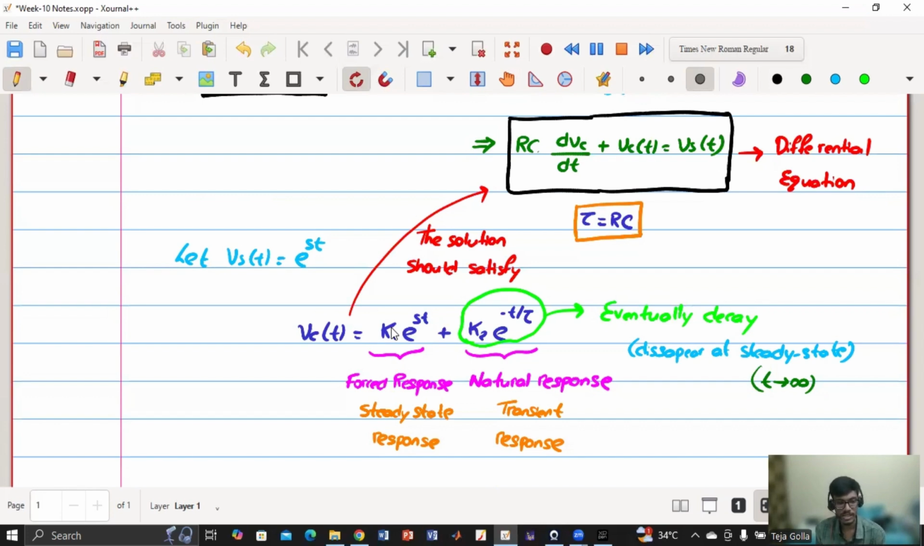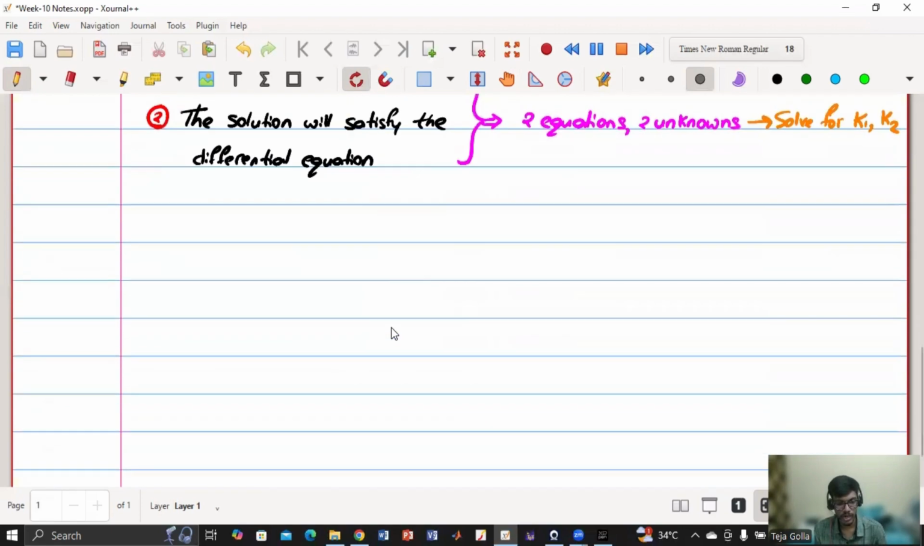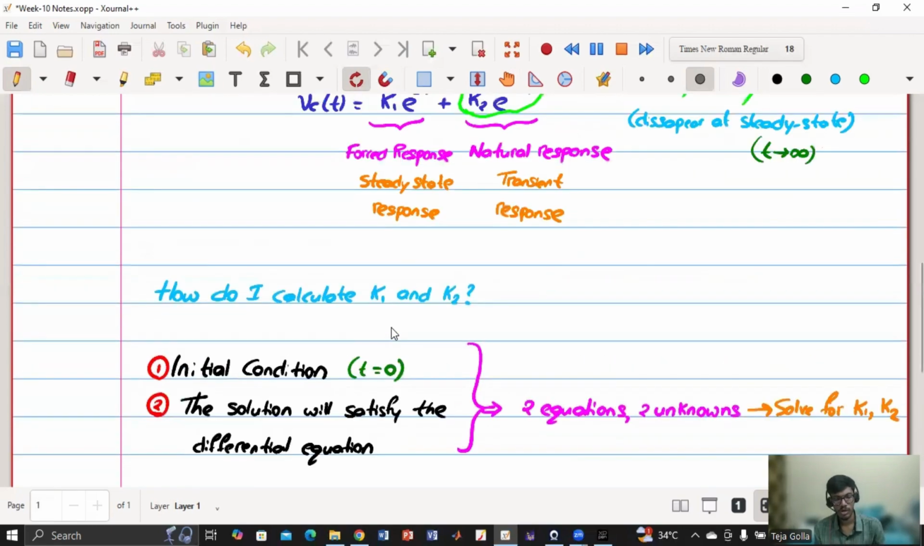So first we have written the generalized solution. Now how to find the K1 and K2? For calculating the K1, we know that this forced response, this VC of t, will satisfy the differential equation. And for calculating the K2, we know the initial condition. Individually you will not get it; you will get two equations, two unknowns. So in order to get those two equations, we have to use these two conditions, and then using this, we have to solve for K1 and K2.